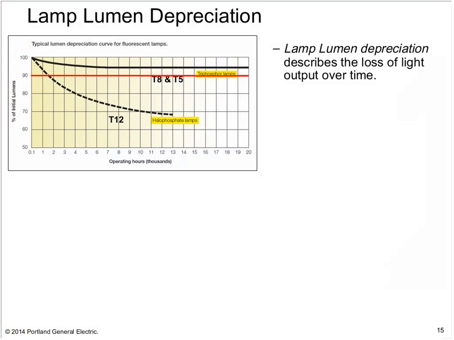So we finally got our light to the work plane, and that's great. But another thing we need to consider is what happens to light over time. All lamps lose light over time, some much more than others. So this is something that we have to account for.